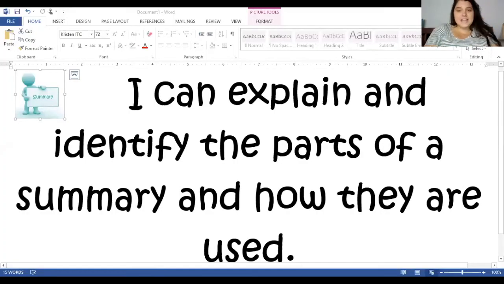So first, just a little bit about what I want you to be able to do today, your objective. So your objective today is to be able to explain and identify the parts of a summary and how they are used. So we're going to work together today to explain what is a summary and then also figure out what are the parts of a summary. What do we put in there? And then also, how are we going to use summaries in our real life and at school? Okay? So I am excited to get started.